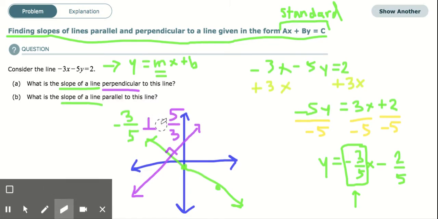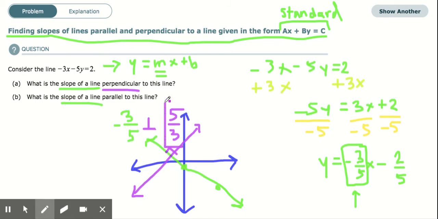So whenever you have a slope and you want to find the perpendicular slope, you take the opposite, meaning if it's negative, you make it positive. If it's positive, you make it negative. Reciprocal. So you flip the numerator and the denominator to take the reciprocal. So the answer for the perpendicular one would be 5 over 3.